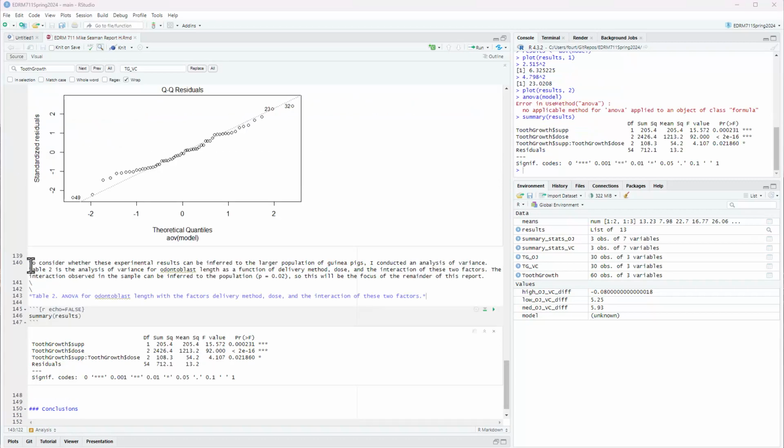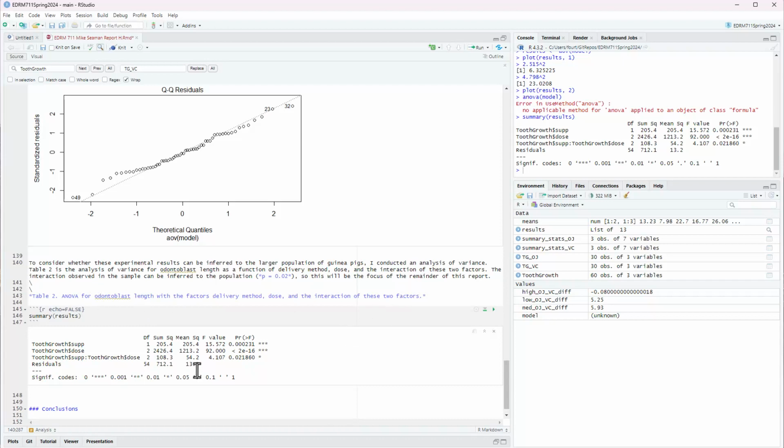I have entered in the following text. To consider whether these experimental results can be inferred to the larger population of guinea pigs, I conducted an analysis of variance. Table 2 is the analysis of variance for odontoblast length as a function of delivery method, dose, and the interaction of these two factors. The interaction observed in the sample can be inferred to the population. See here, p equals 0.02, and I actually should have that italicized, so I will do that. So this will be the focus of the remainder of this report.